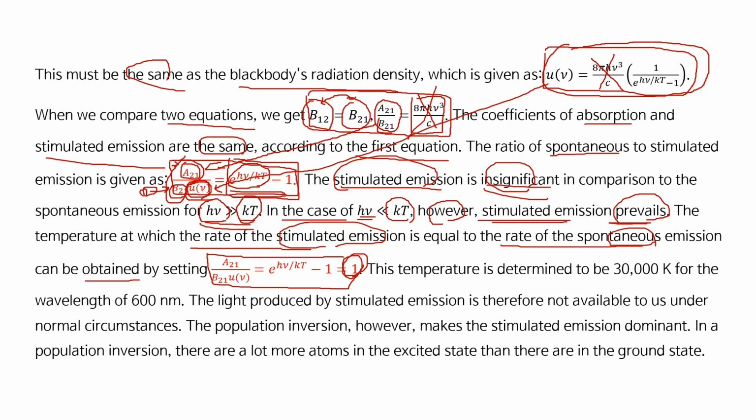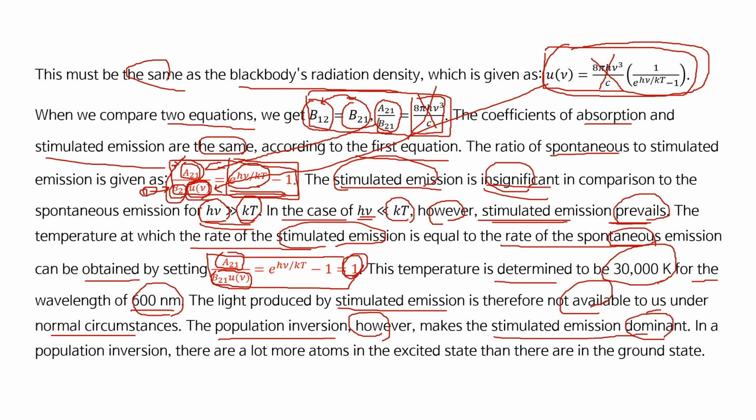So if the value of the right hand side becomes 1, then the rate of spontaneous emission becomes the same as that of the stimulated emission. If temperature is determined to be 30,000 Kelvin for the wavelength of 600 nanometer, the light produced by stimulated emission is therefore not available to us under normal conditions. However, the population inversion makes the stimulated emission dominant.